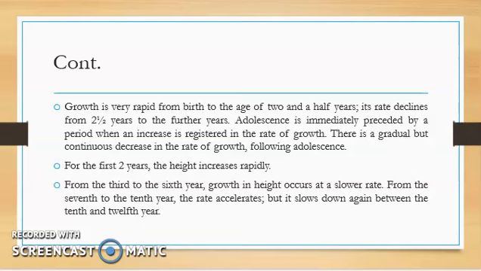For the first 2 years, the height increases rapidly. From the 3rd to 6th year, growth in height occurs at a slower rate. From the 7th to 10th year, the rate accelerates, but it slows down again between the 10th and 12th year. So this is the pattern. This pattern we have discussed in our previous slides.